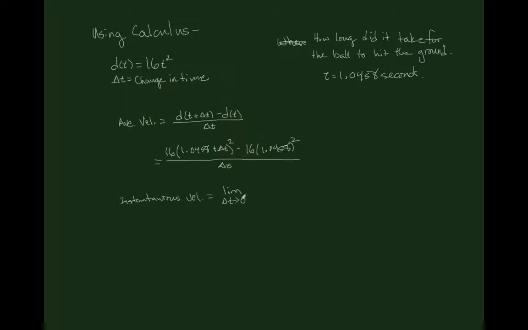And so in calculus, we would say the instantaneous velocity is the limit as delta t approaches zero of 16 times 1.0458 plus delta t, squared, etc. Incidentally, this form has a name. It's called the difference expression or difference equation, since I have it equal to instantaneous velocity here.